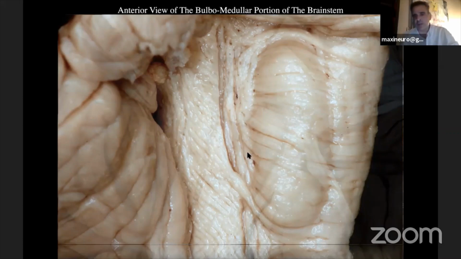The most important tract here, obviously, is the spinothalamic tract, and a little bit deeper, the rubrospinal fiber tract. Obviously, in the dorsal aspect of this picture, we can find the inferior cerebellar peduncle. You must be careful at this level because it's very close to the corticospinal fiber tract.